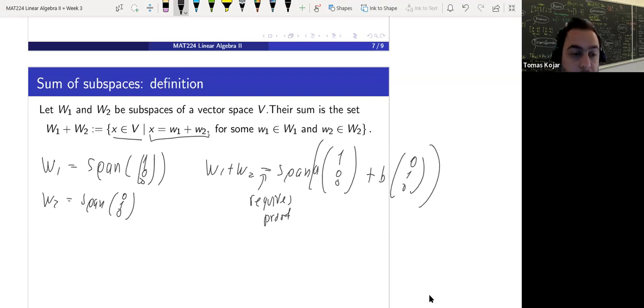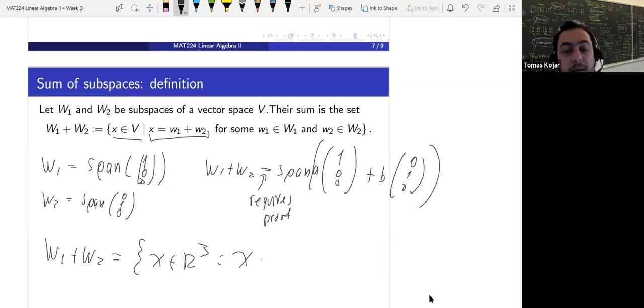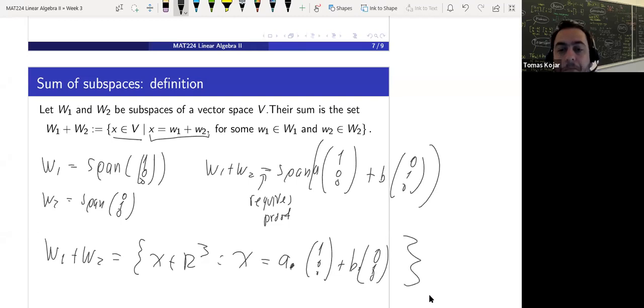Yeah, okay. So, let me write it formally in the definition. So these are all the x in R3, so that x is equal to A times 1, 0, 0 plus B times 0, 1, 0. And from here, you can show that this is the case. But the definition is you look at all the elements in your big vector space V, in this case R3, and you require that x can be written as the combination of elements from W1, W2.